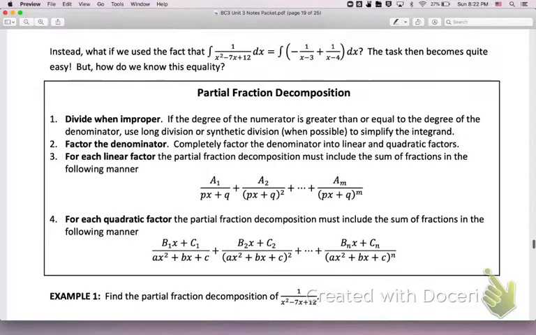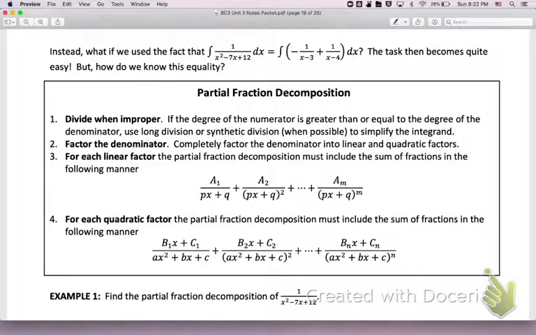So instead, what we could do is use the fact that this fraction is equal to negative 1 over x minus 3 plus positive 1 over x minus 4. Those are both really simple antiderivatives to take. However, how are we possibly supposed to know that those two fractions combine together to give us the 1? Well, this is where the strategy for partial fraction decomposition comes from.